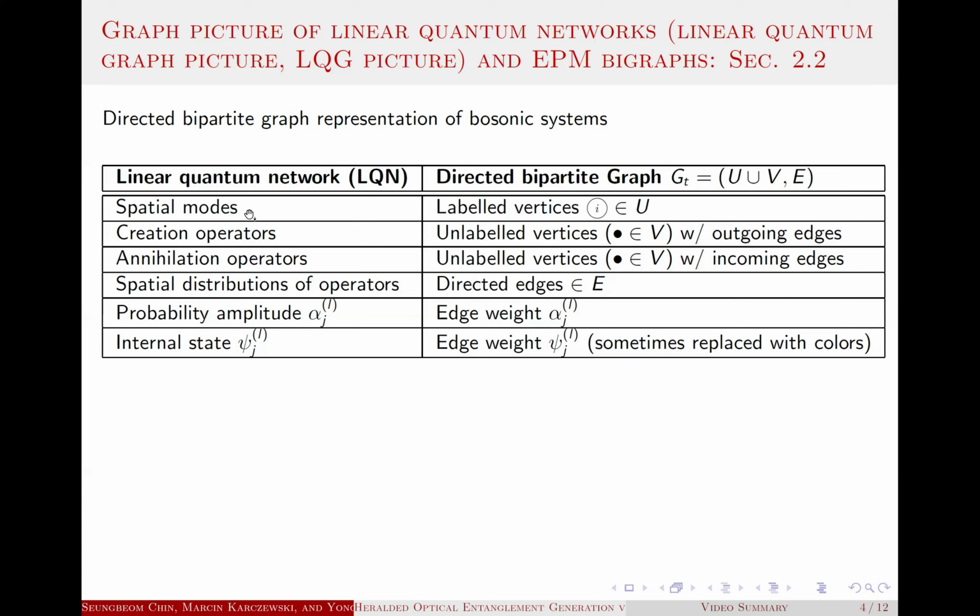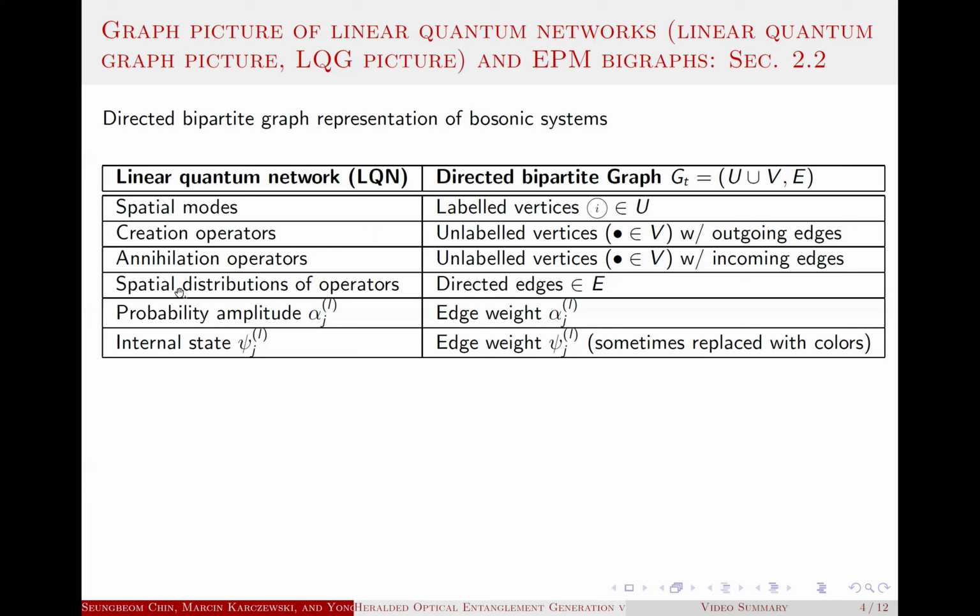The spatial modes of LQN are mapped to labeled vertices, and they are labeled because spatial modes are distinguishable. Creation and annihilation operators are mapped to unlabeled vertices, and they are distinguished by the directions of the edges attached to them. And they are unlabeled because operators are indistinguishable.